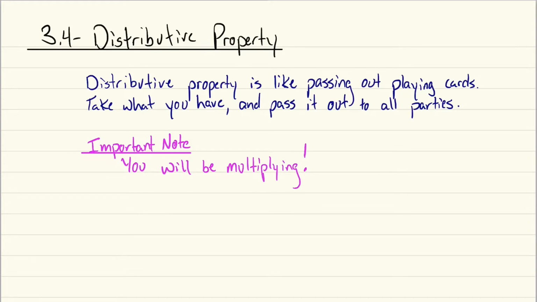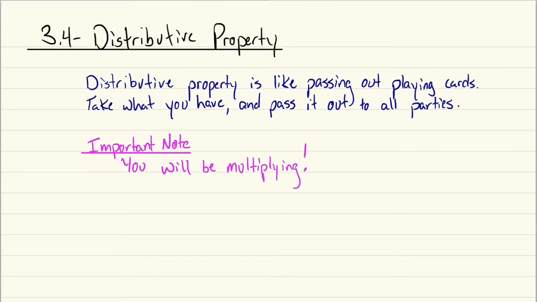We don't leave one person out; one person doesn't get something while the other person doesn't. We have to share equally. That exact concept is what the distributive property is. And we are doing that distribution through the math operation of multiplication.